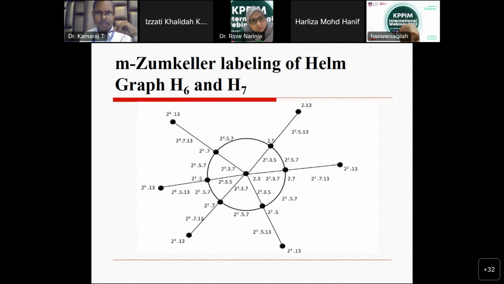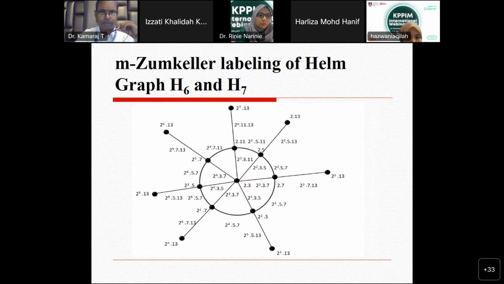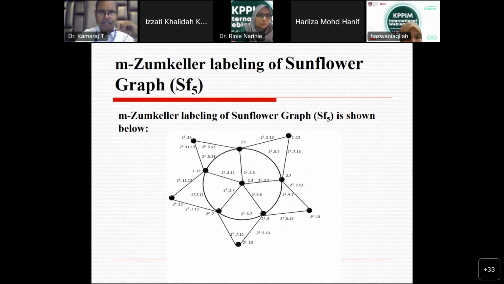This is a graph, what I said, the helm graph. Okay, what do you call a helm graph? It's an extension of a wheel graph with some pendant edges. The base is a wheel graph, and whose circumference vertices are attached to one more vertex outside. And there also we can assign such labels for the vertices such that it obeys the M Zumkeller labeling.